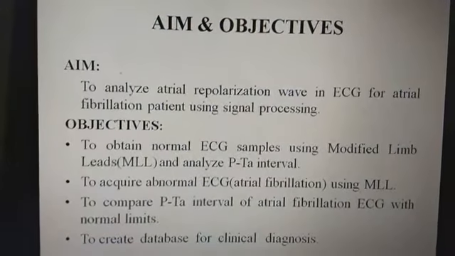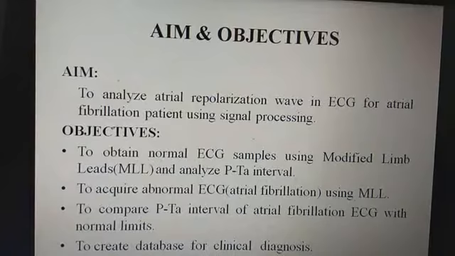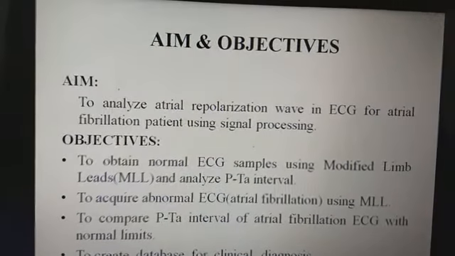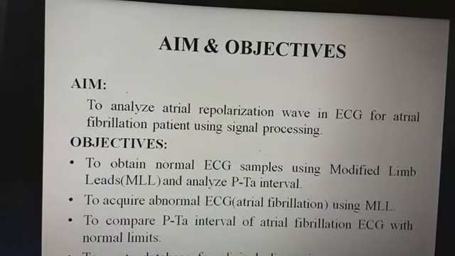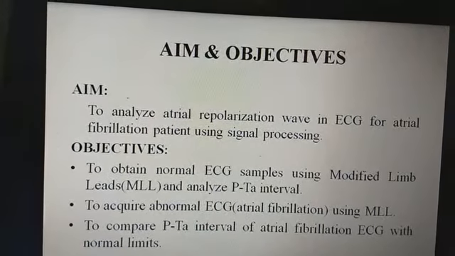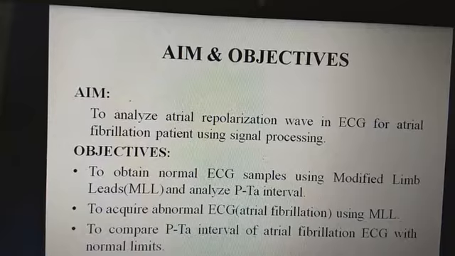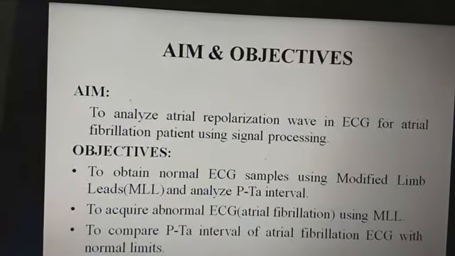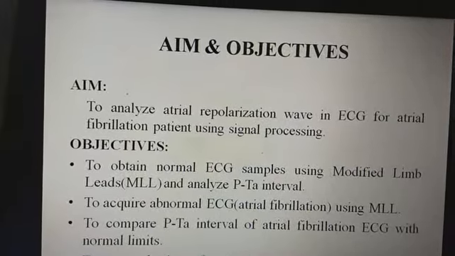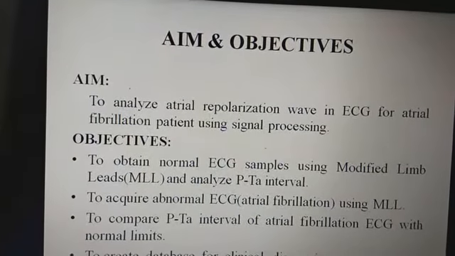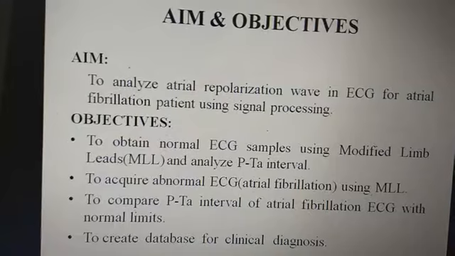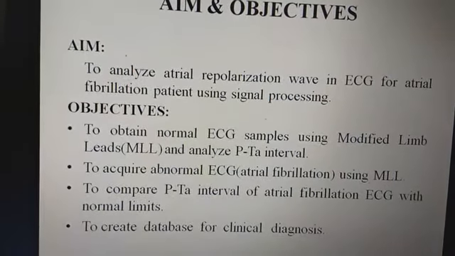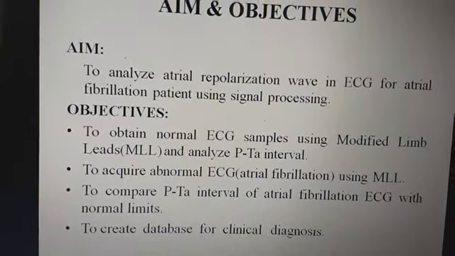Okay, moving on to the project. Our aim is to analyze the atrial fibrillation ECG with the normal limits using signal processing. And the objective is to acquire the normal ECG signals from the normal patients with the modified limb system, to acquire the abnormal ECG signals from the patients using the same system, and to compare the beta interval of the atrial fibrillation ECG with the normal limits and to create a database for the clinical diagnosis.